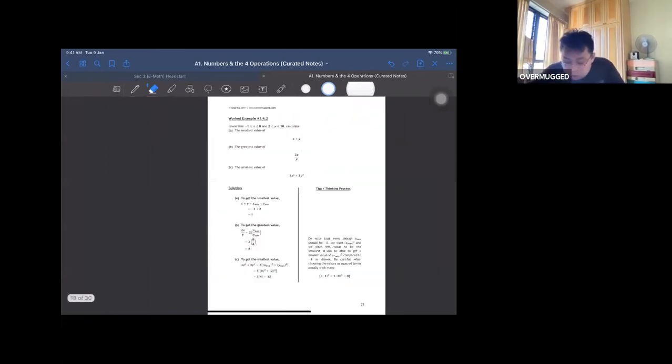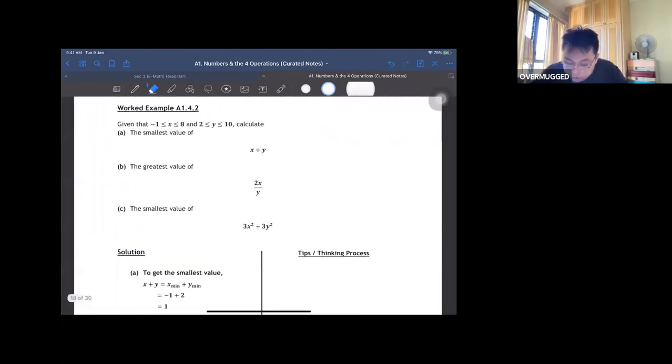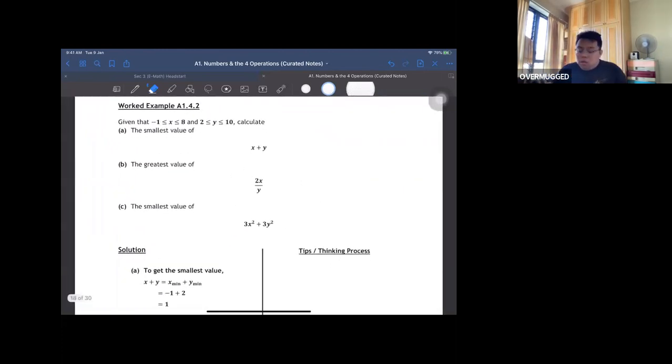Okay, let me give you a demonstration right here. If you look at 1 part A, the question gives the inequalities -1 to 8 and 2 to 10 for x and y. What is the smallest possible value for x plus y? Of course, this is simple. We just want to find the smallest, so we choose x to be the minimum and y to be the minimum. So the answer is 1. This is basic.